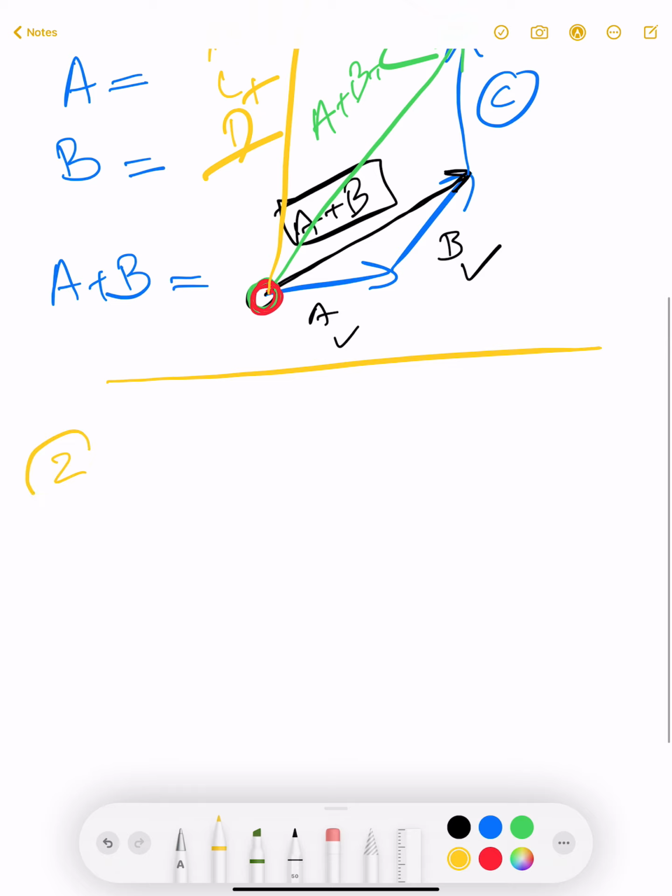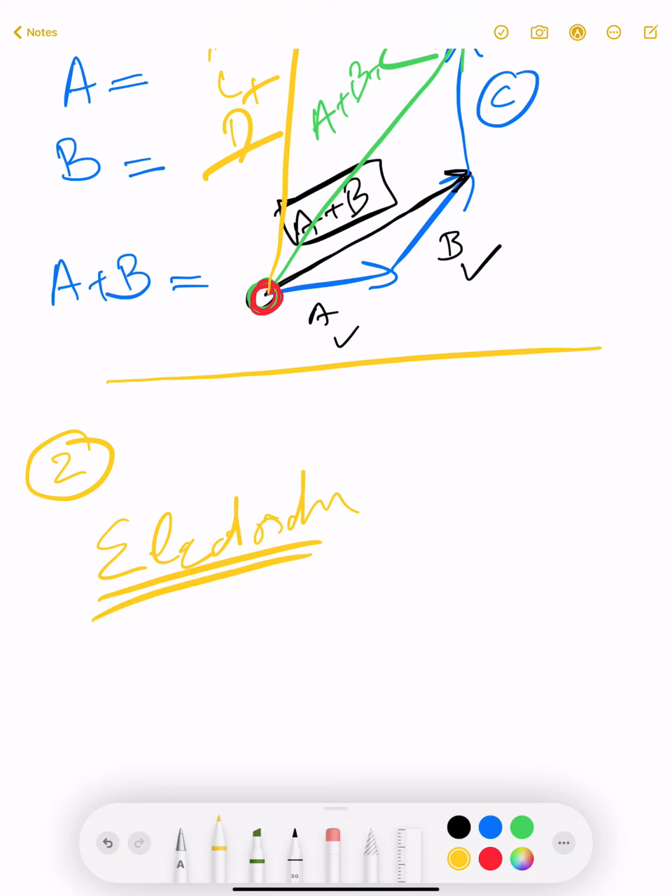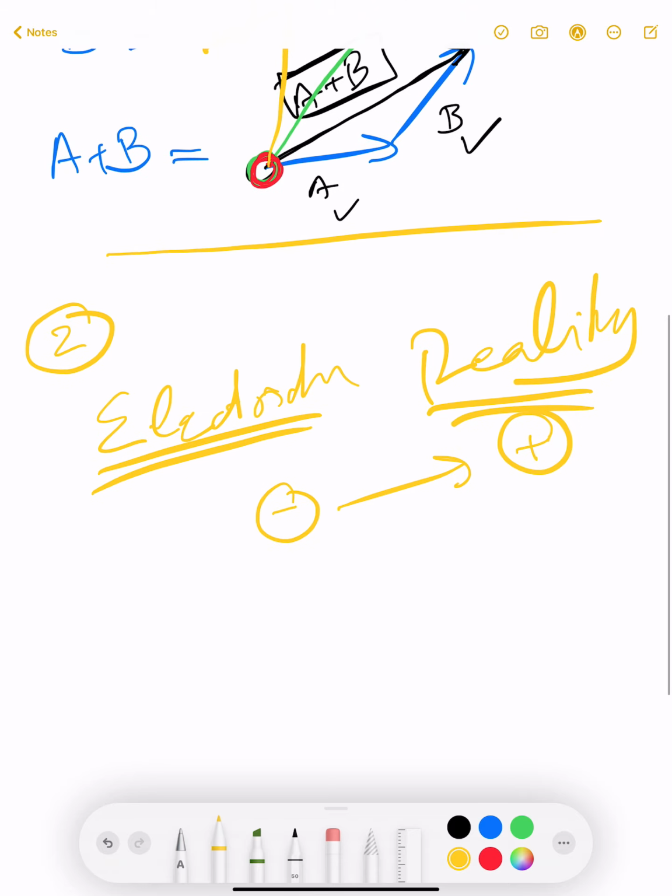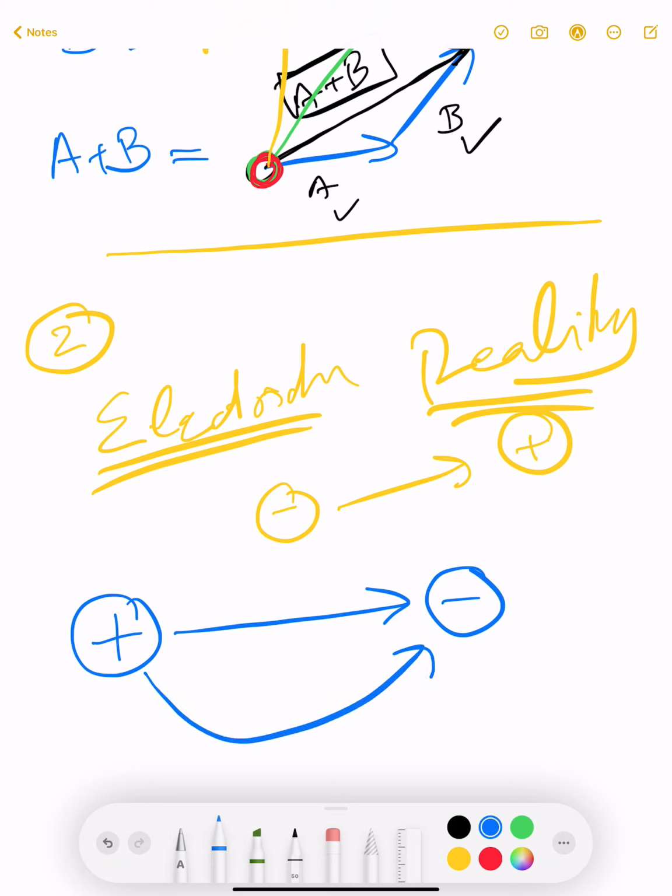Then concept number two. What is electricity? Electricity is nothing but the flow of electrons. In reality, electrons flow from negative to positive charge. But in physics, there is a convention to show the flow of current from positive to negative direction. It is not the reality, but it is a convention.